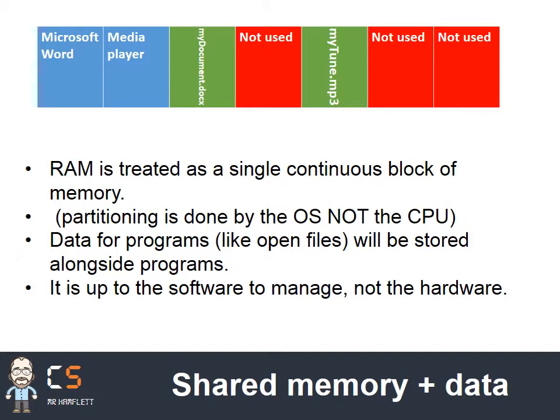Data for programs, like in files, will be stored alongside programs. So the operating system basically decides and has the flexibility on where things go in memory. It doesn't have to say all programs go on one side, all data goes on the other. It's up to the software, the operating system, to manage that, and it's not down to the hardware to do it.